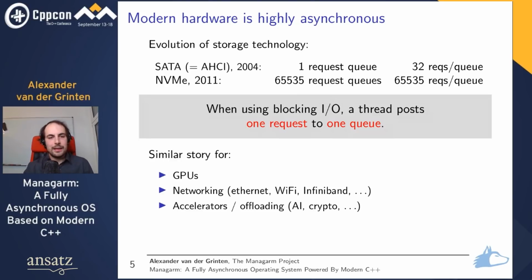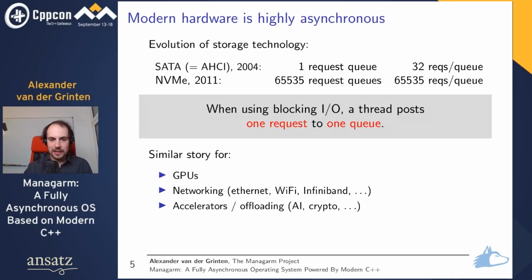Good. And the story is similar for other devices, for example, for GPUs, for networking devices. At the low end, if we look at Wi-Fi, but also at the high end, if we look at InfiniBand, they are all asynchronous. They support many concurrent requests, and InfiniBand even supports very deep queues where the operating system kernel is not even involved in moving data around.